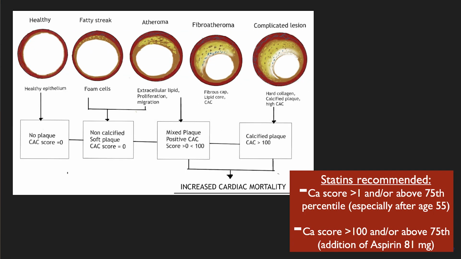We have some guidelines here to say if you have a calcium score greater than 1, or if you're in the 75th percentile for your age and gender, particularly if you're above the age of 55, you would probably benefit from statin therapy. And that medical therapy can increase even more when you have a calcium score above 100. Now you can add aspirin to decrease platelet aggregation. So combined with statins and aspirin, you're really providing your patient plaque-modifying therapy in your office.